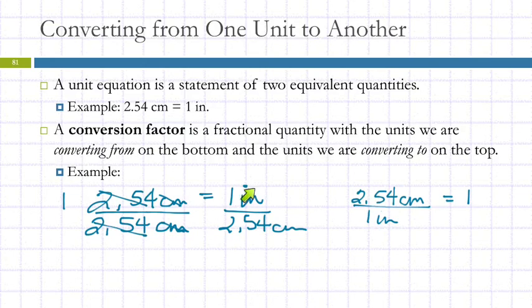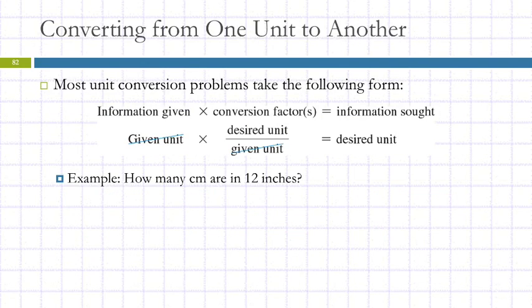In a conversion factor, what's on the top, 1 inch, has to equal what's on the bottom, 2.54 centimeters. Over here, 2.54 centimeters equals 1 inch. That's what makes it a conversion factor. So most of these conversion problems take the following form. There's some information that you're given, and you're going to multiply by 1 or more conversion factors, and you're going to get the desired information. The given unit times a conversion factor where we have the desired unit on the top and the given unit on the bottom. The given units are going to cancel out, and we're going to get our desired unit.